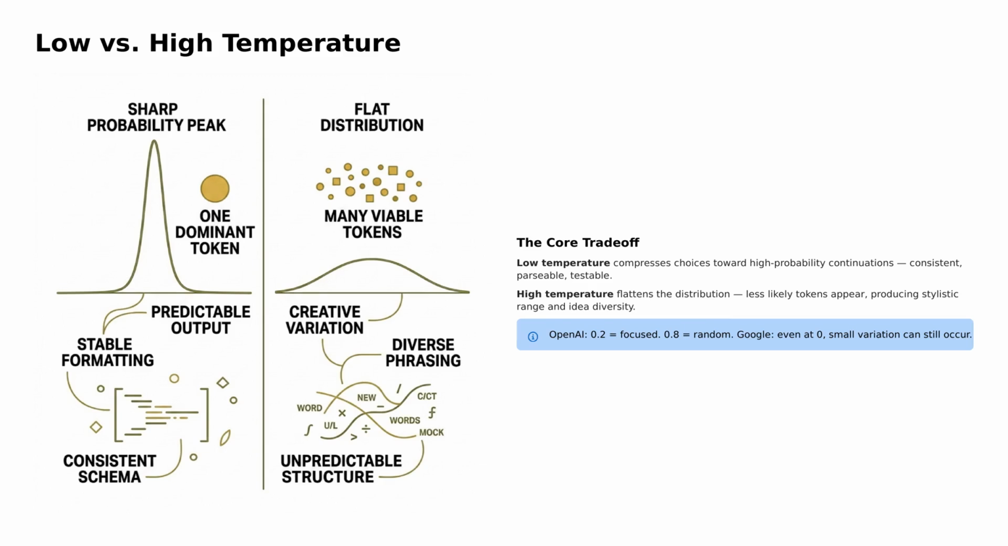Temperature controls how predictable the model's next words will be. At low temperature, it sticks close to the most likely continuations. So outputs are more consistent, easier to parse, and easier to test. At high temperature, the distribution spreads out, allowing less likely tokens and creating more variety and creativity. As a rule of thumb, with OpenAI, around 0.2 feels focused, while 0.8 feels much more random. With Google, even 0 can still show small variation.